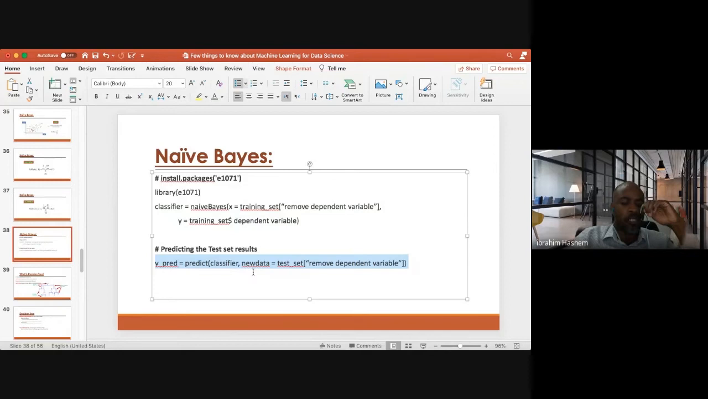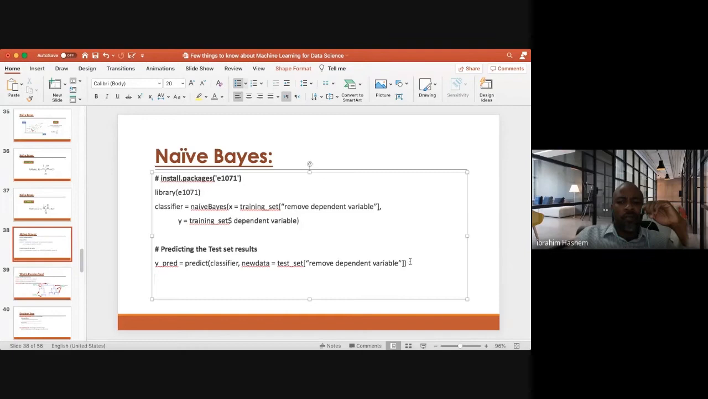So this is the training set and this is the testing set. And this is when you build the model and this is when you test your model. Then you can use any metric to check the result. You can use, let's say, a confusion matrix, for example, to see the accuracy of your result, which ones are the correct predictions, which ones are the wrong predictions, and so forth in total. So this is a simple way of implementing naive Bayes in R, and it's very simple.